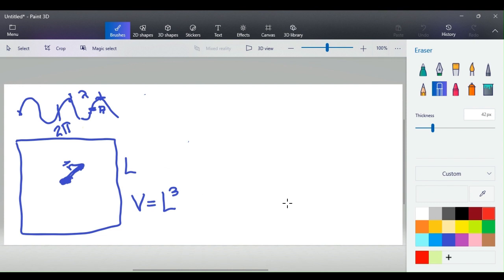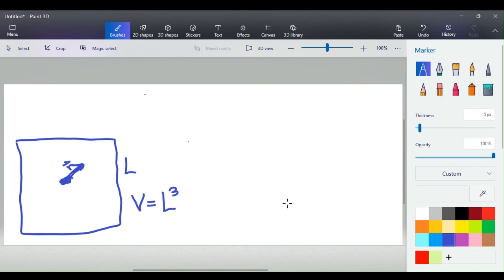And I'll leave that V equals L cubed down there because that's the size of that. And let's see, let's talk about standing waves that are going to occur. What I'm going to do first is pick the dimension. Oh, let's see, I got to get my marker working. There we go. Pick the dimension of the box.